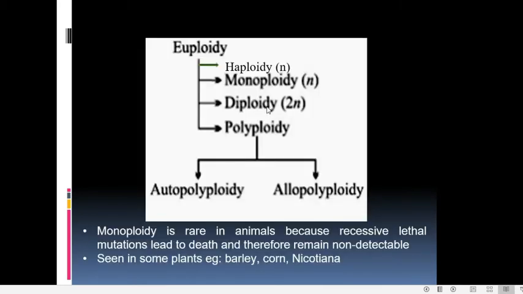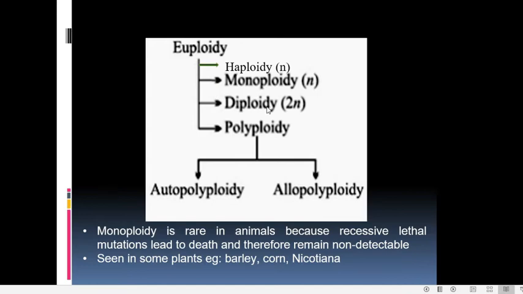We will go to the different types of euploidy. Euploidy, as mentioned earlier, is the change in chromosome number that results in a multiplication of the entire chromosome set. There are different types of euploidy: monoploidy, haploidy, diploidy and polyploidy. In monoploidy, in the somatic cell of an organism, the number of chromosomes is equal to the number in a basic chromosome set, so the number is x. Such organisms are said to be monoploids. That is a very rare condition in animals, but it can be seen in plants. The second is haploidy.